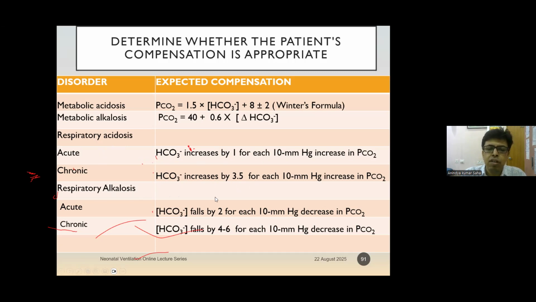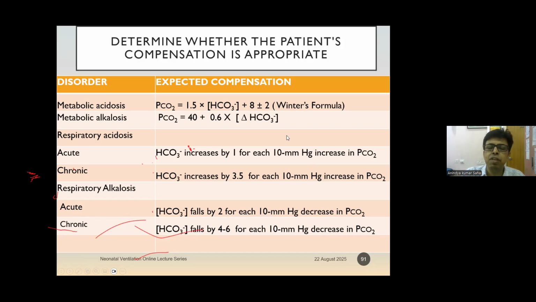Similarly, in alkalosis, for each 10 mmHg decrease in the PCO2, the reference level of PCO2 is taken as 40. So this increase or decrease will be calculated from 40. For each 10 mmHg decrease from 40, the bicarbonate will be lower by 2 from the normal value in acute compensation. But in chronic compensation, the bicarbonate will be much lower, falling by 4 to 6 milliequivalents per liter for each 10 mmHg decrease in the PCO2. So that is for the calculation.